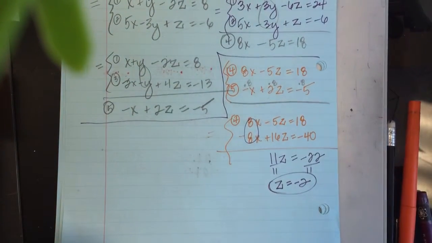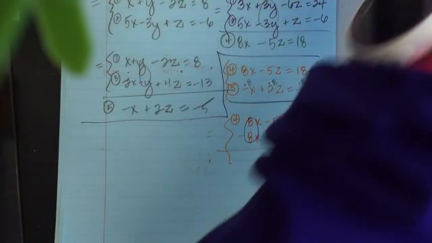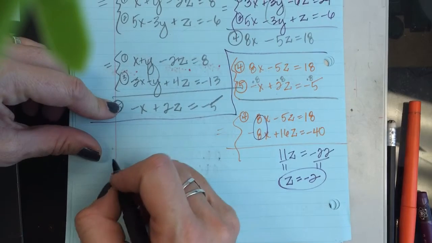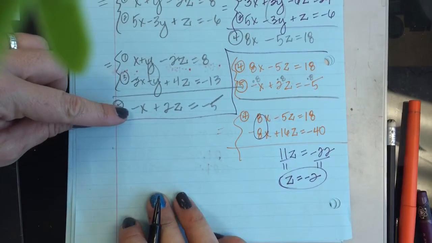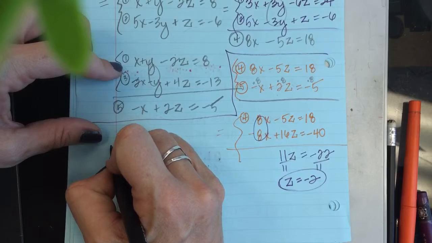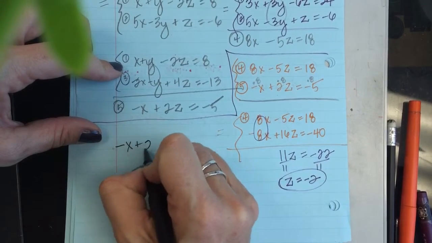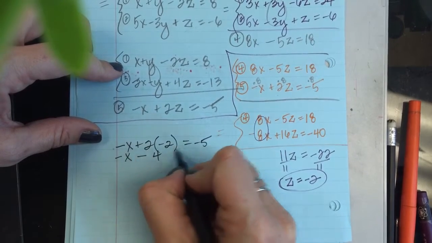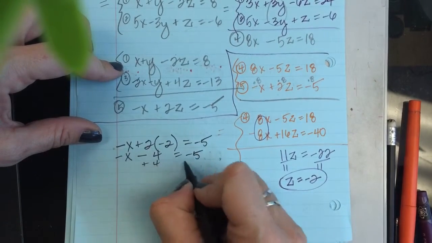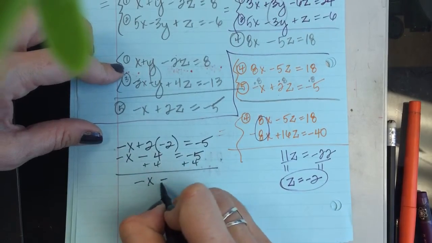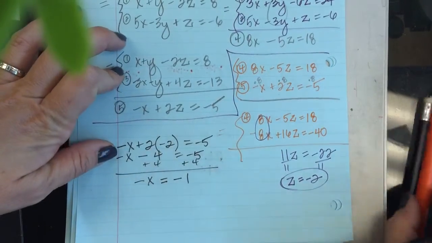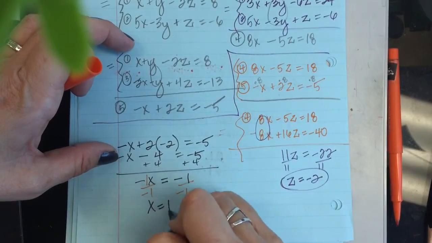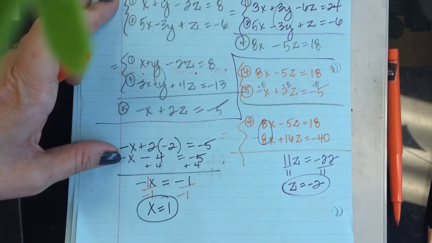Let me go use that z equals negative 2 up over with, let's see, how about equation 5? Nah, I don't like equation 5. It's got a negative out in front of x. It doesn't matter. Equation 5, negative x plus 2 times the z I found equals negative 5. Just because it's hard doesn't mean I can't do it. I'm going to add 4 to both sides. Negative x is equal to negative 1. That's like negative 1x. So to get that out of there, divide both sides by negative 1 and find out that x is equal to 1. Getting closer. I'm going to go back up.